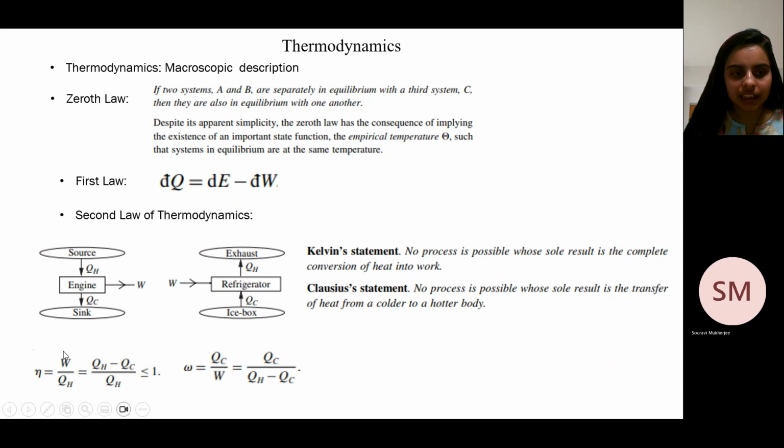From there, we could define the efficiency of the system. If you have a heat engine, the efficiency is defined as W by QH, and that is always less than or equal to 1. If you're talking about a refrigerator, where you are extracting heat from some colder object and taking it to a hotter object, the efficiency is defined as QC by W, that is, how much work has to be done in order to extract this much heat. So these were the three main laws of thermodynamics.